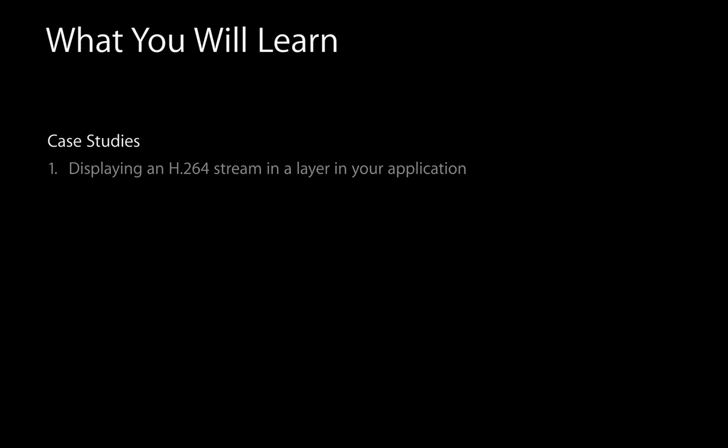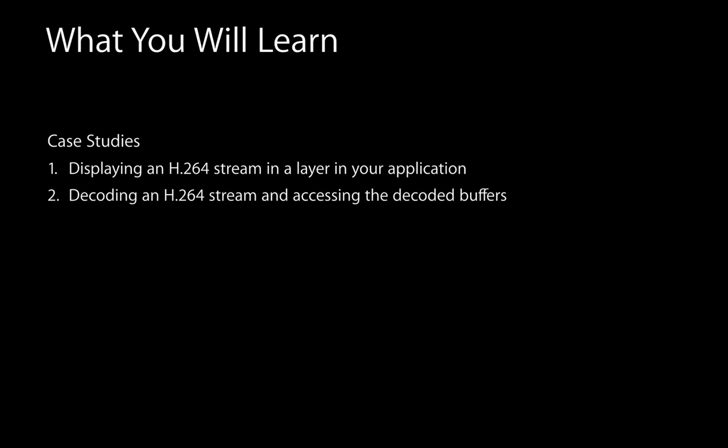The first scenario we're going to talk about is the case where you have a stream of H.264 data coming in over the network, and you want to display that inside of a layer in your application. The next one is the case where you have a stream of H.264 data coming in over the network, but you don't just want to display that in your application, you want to actually get access to those decoded CV pixel buffers.